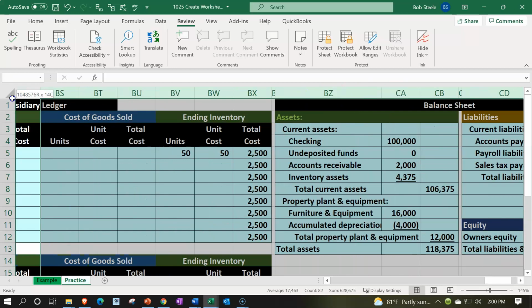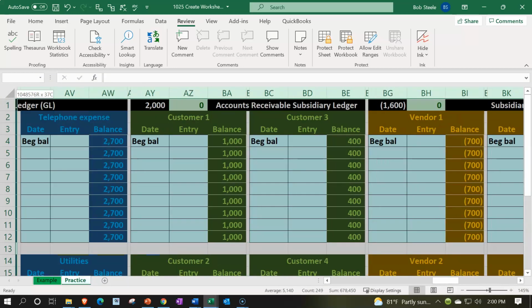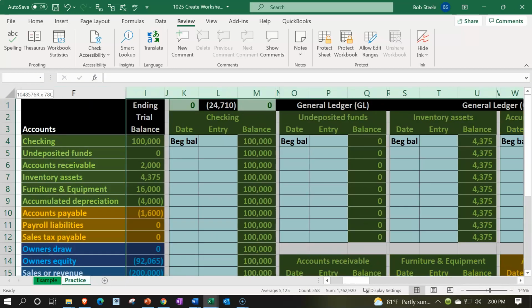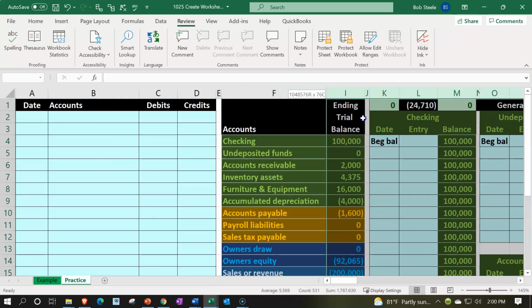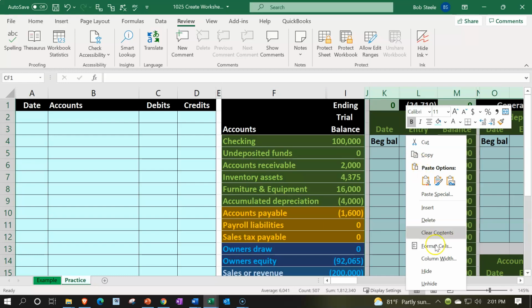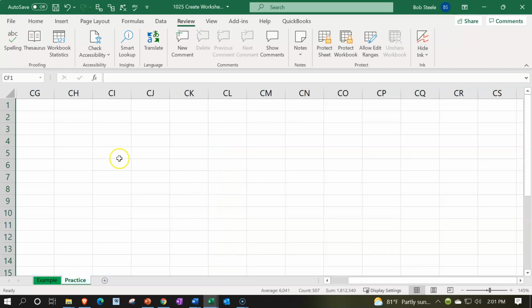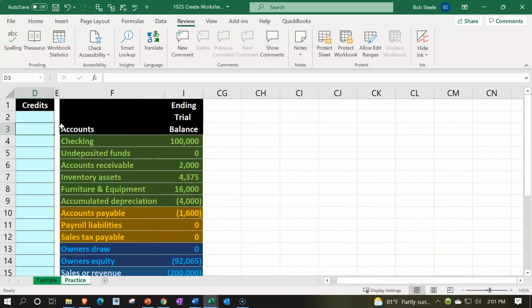We're going to hide all these columns. All these columns need to be hidden. Going to hide them all. We're going to go all the way back, and I'm going to even take that skinny J column, right click there and hide all that stuff. And then there we have it. So now we've got our trial balance.